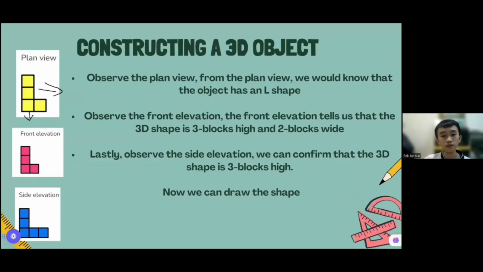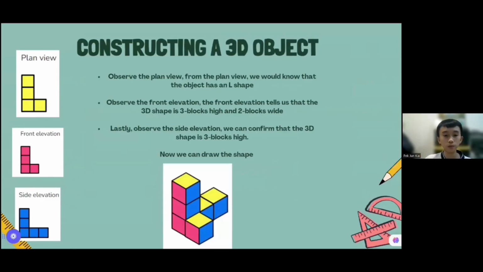From the front elevation, we can know that the 3D shape is 3 blocks high and 2 blocks wide. And then we can confirm the information with the side elevation. The 3D shape is 3 blocks high. So this would be the shape. The plan view would be up here. The front elevation would be here, and the side elevation would be here.